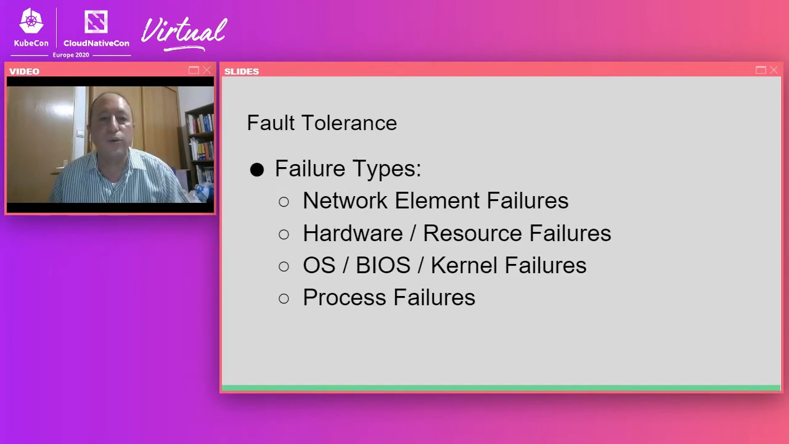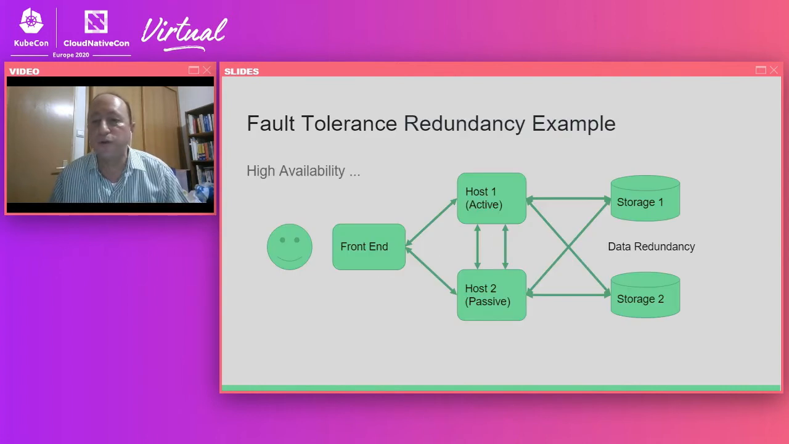Fault tolerance. Well, what can go wrong? Well, there are many opportunities for failures. Network element failures, hardware resource failures, OS or kernel failures, and process failures. So some solutions currently are high availability where you have redundancy.